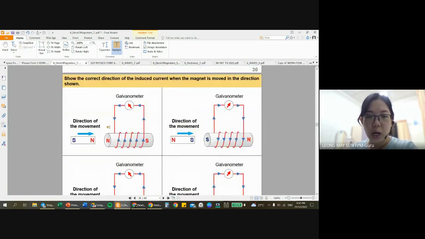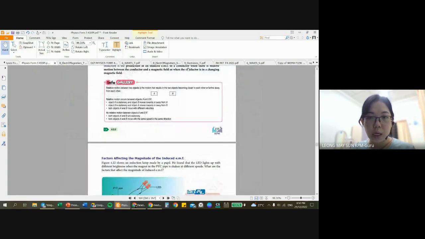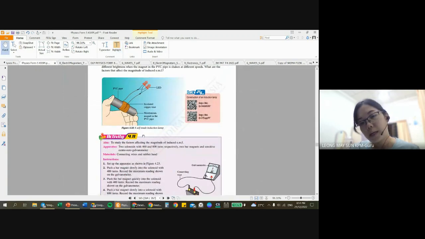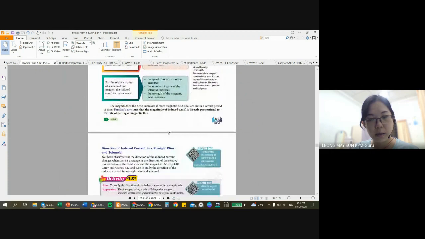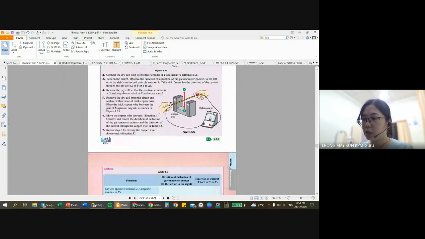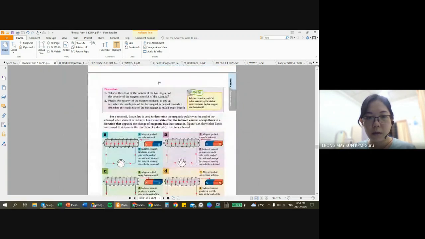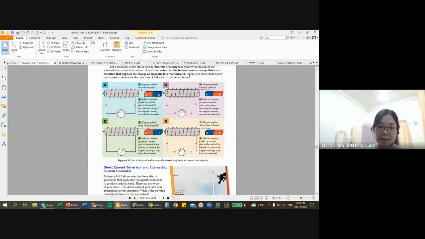Up to here, I hope that you guys are okay. I'm going to go back to the textbook again. Let's see, insulator, copper, and so on. This part is talking about Faraday. This is the direction of the induced current in a straight wire, which I already taught you using Fleming's right-hand rule. This part is actually explaining what I explained just now, which is Lenz's law.